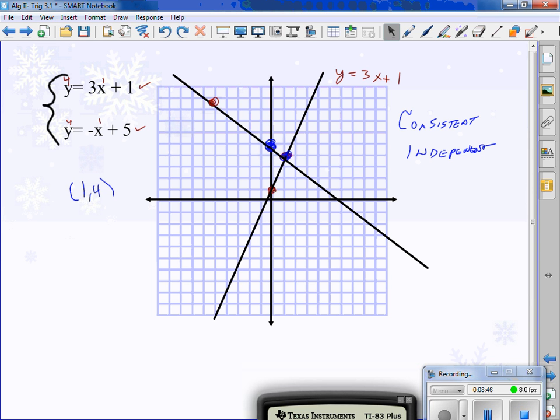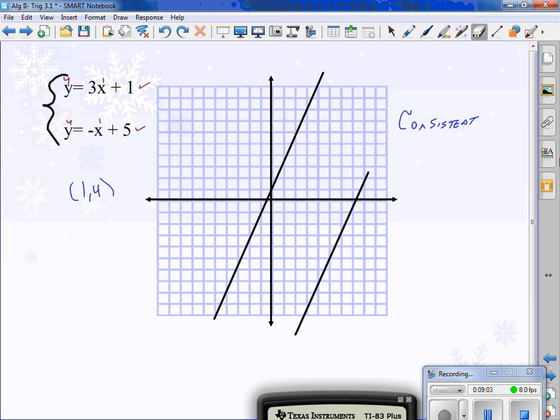Now, if they were like this, let me just erase all of this. I'm just erasing this. If it was like this, do they intersect? No. This is called inconsistent because they don't connect. It's inconsistent.